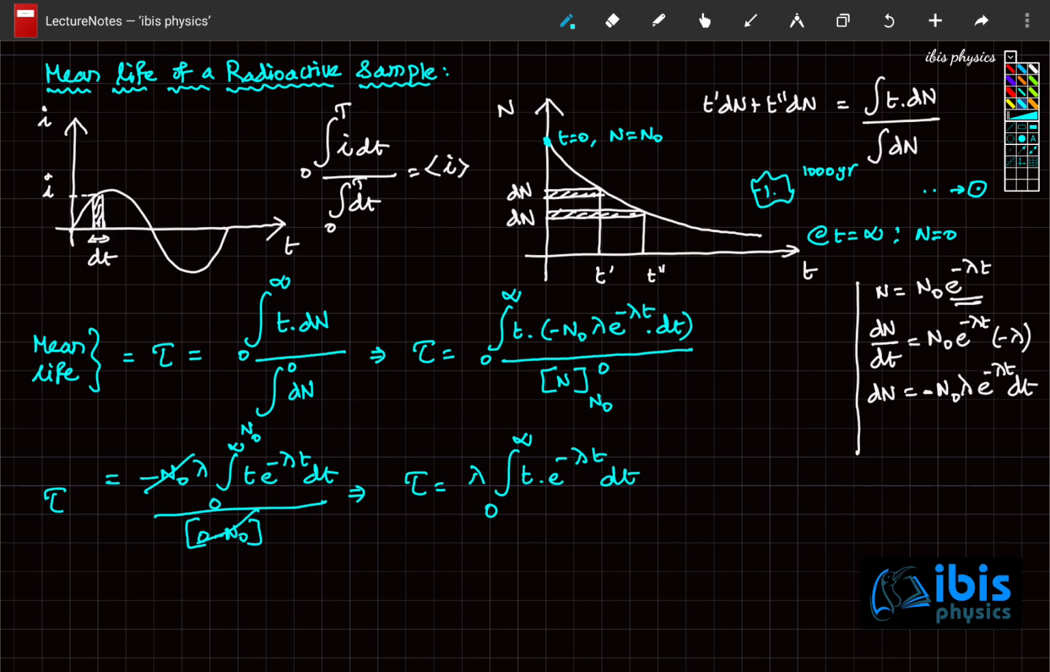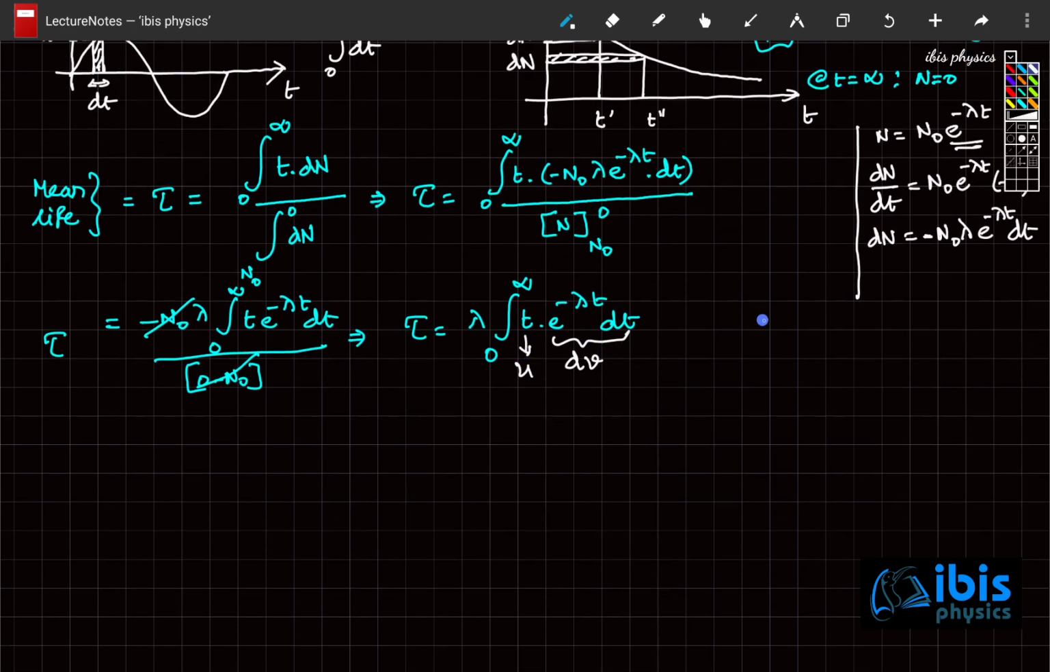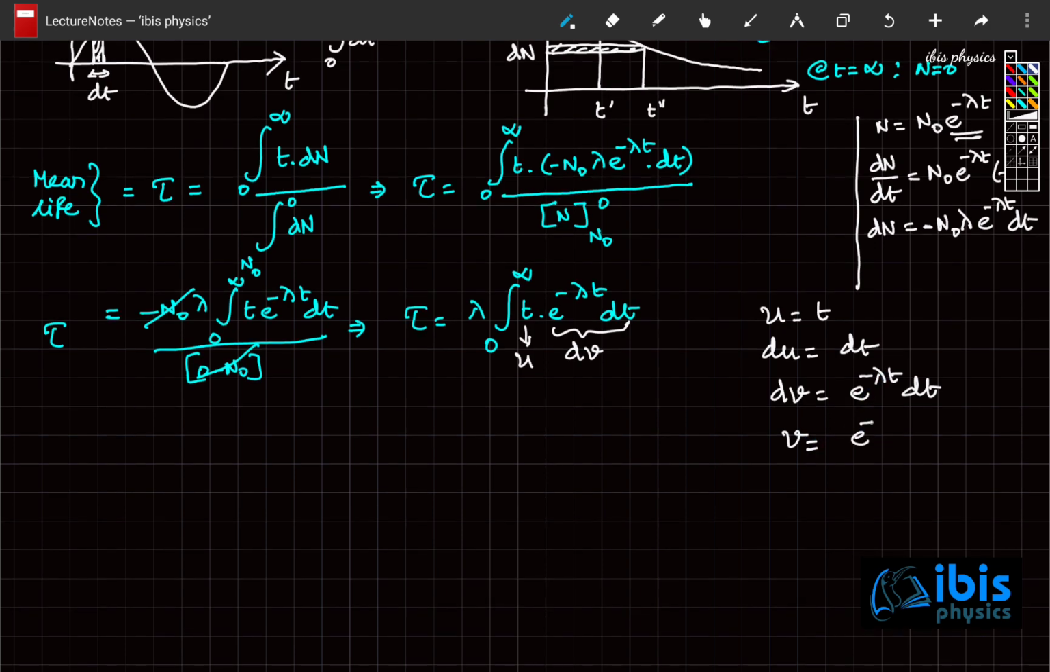So this has to be done using integration by parts. You consider this as u, this whole part as dv. If this is u and this is dv, u equal to t, hence du is equal to dt, and dv is equal to e power minus lambda t dt. Hence when you integrate, integral dv becomes v. E power minus lambda t, when you integrate, it is e power minus lambda t only divided by minus lambda, into dt, right? Integral dt is this thing.